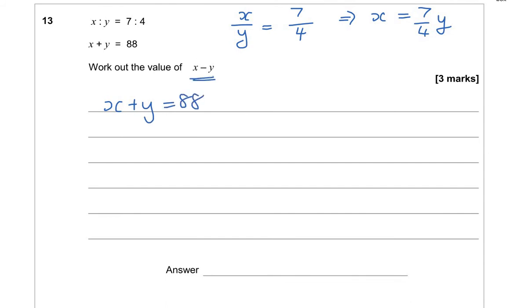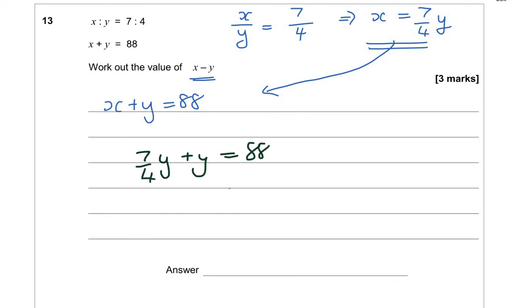We're asked to work out the value of x minus y. So this is a little hidden simultaneous equation, and if you've watched my video on my channel on how to approach these, you'll know that I recommend the method of substitution. So we're going to substitute this here into our equation. So it becomes 7/4 of y plus y equals 88.